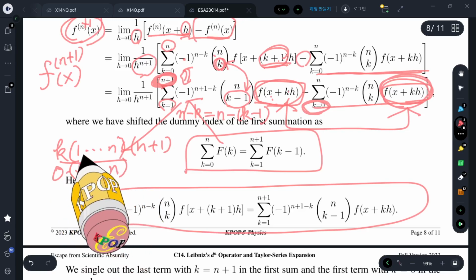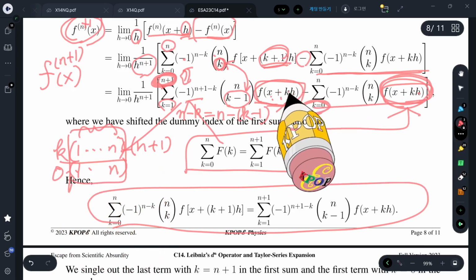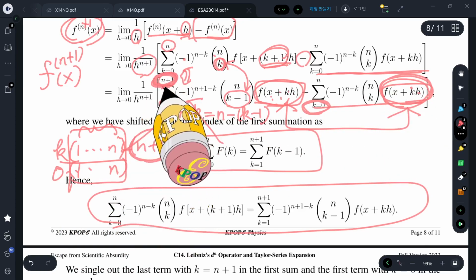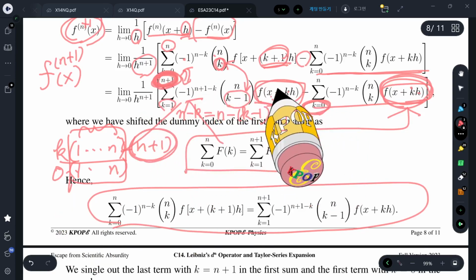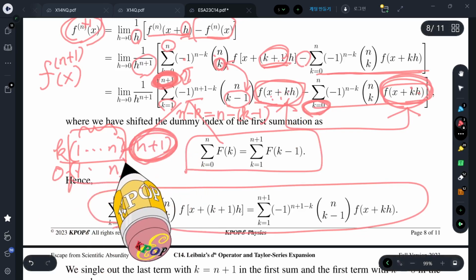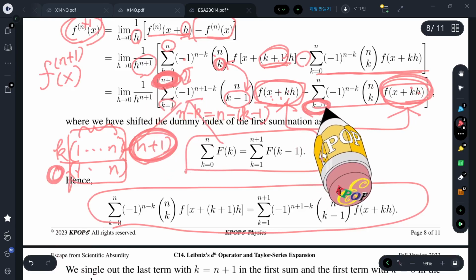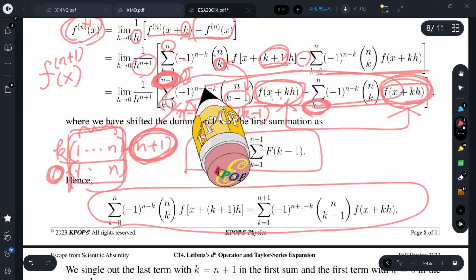So from 1 to n, these two can be combined, but this n plus 1 term, the first term and last term in the first summation, they cannot be added together. So we have to isolate this last term in here and first term there, and combine these two summations into a single one.